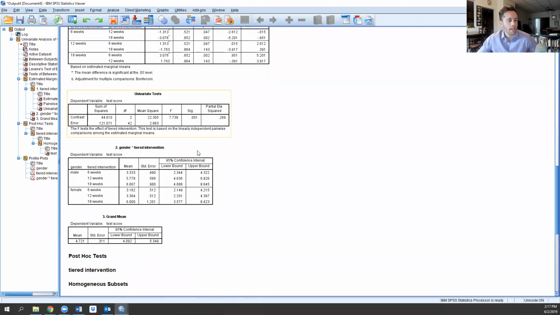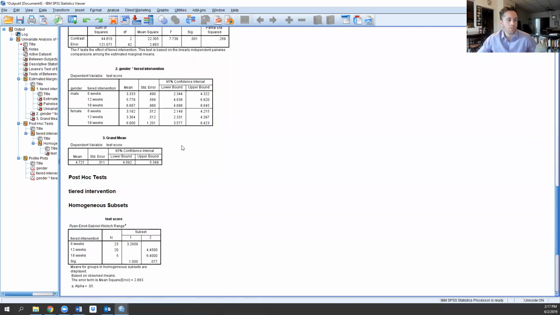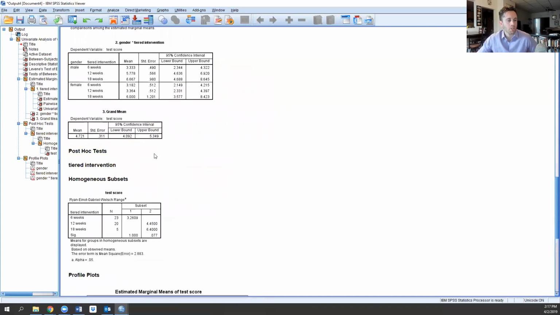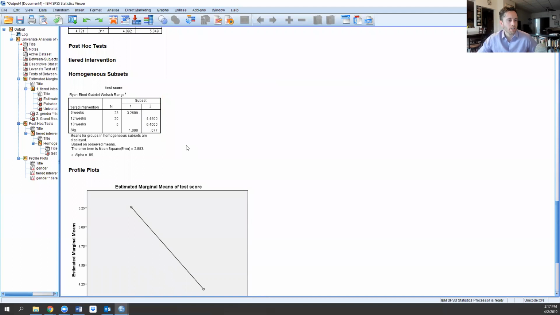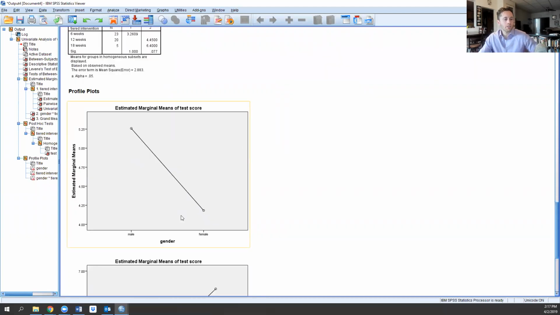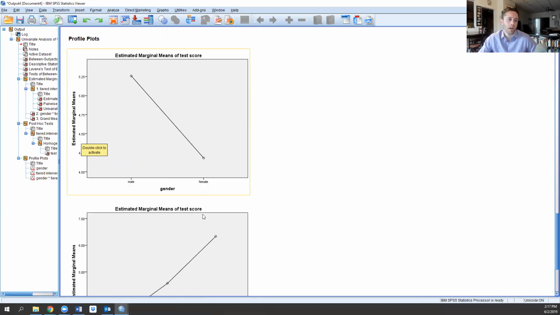If we look at some other parts, which we pretty much covered, the grand mean is all of the means put together. And then, again, these are the numbers of students who had each of these weeks. Let's look at this plot, which is interesting to see. We see the test scores here on the y-axis, and on the x-axis we have gender, showing that males scored considerably higher than females as a whole in terms of their averages.